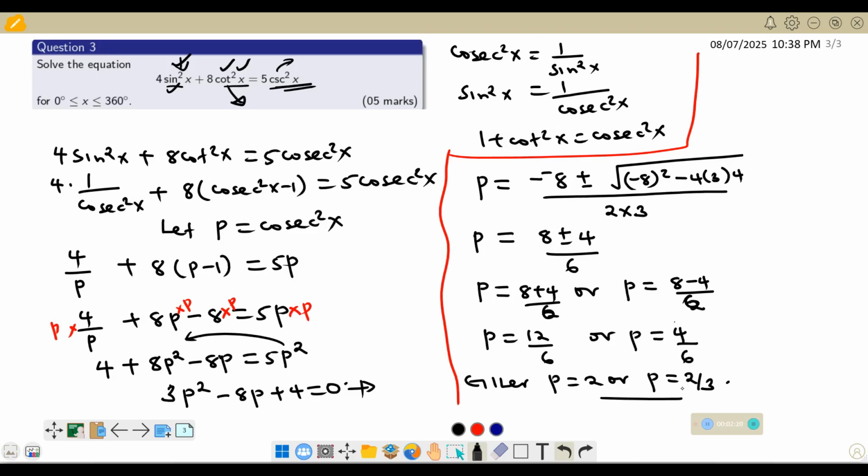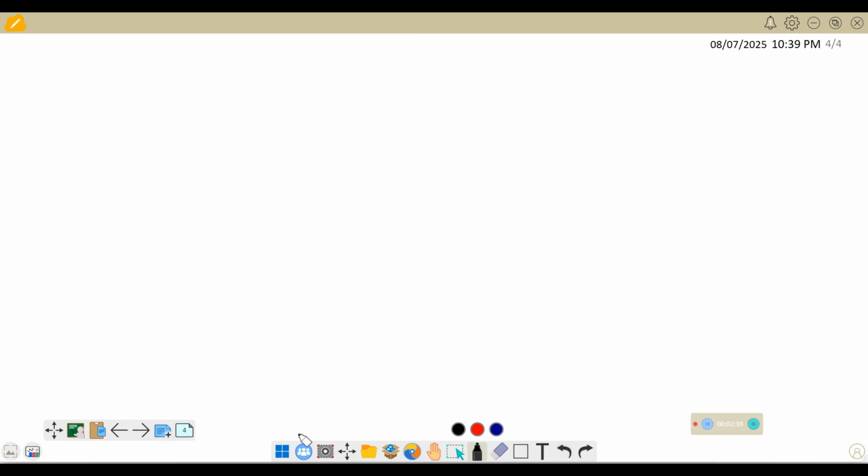Then we shall now return back to the value of p. Remember that the value of p is representing cosec squared of x. So if p is representing cosec squared of x, we shall return it back. Let us consider p equal to 2. But p is representing cosec squared of x, meaning cosec squared of x will be equal to 2.